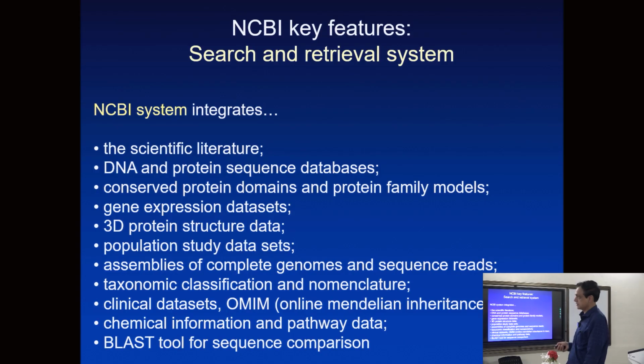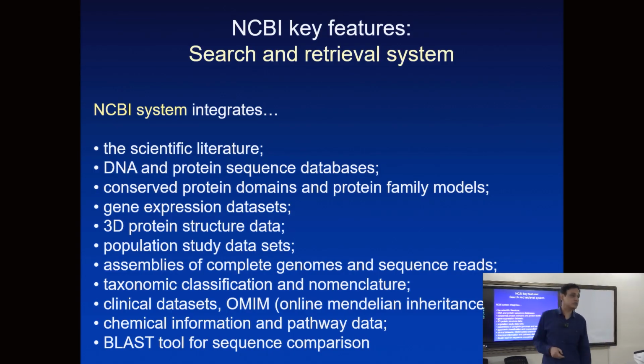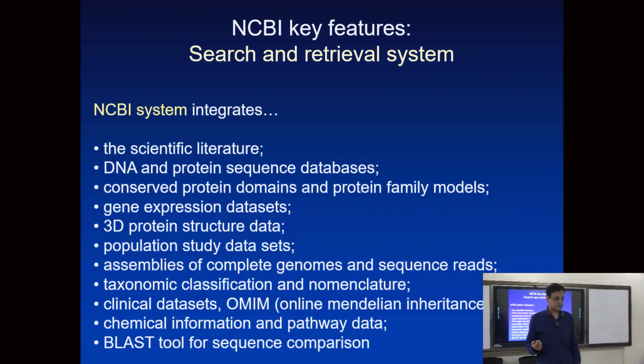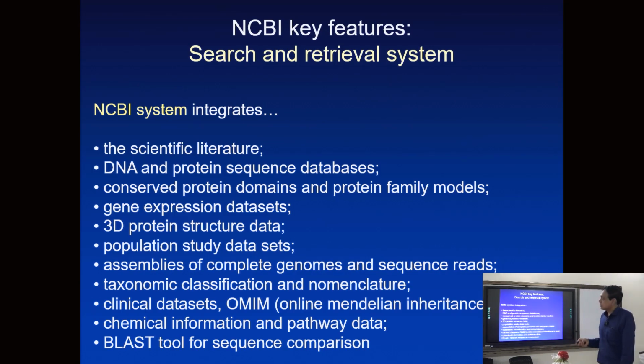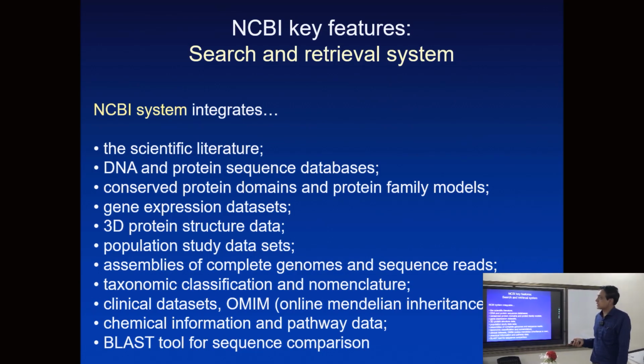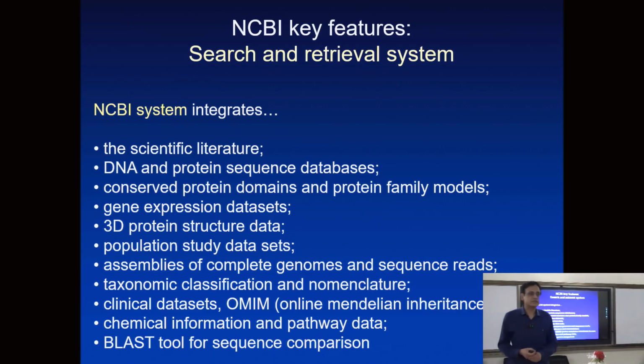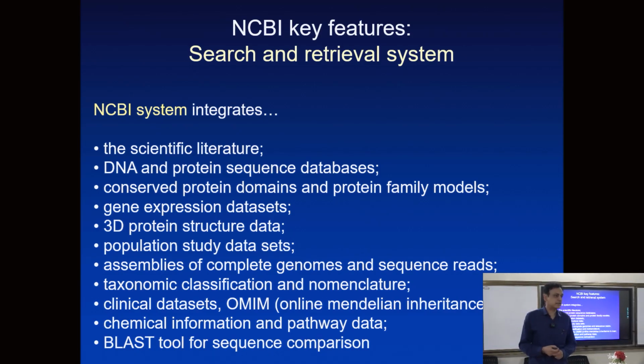Clinical data sets. So data sets related to human diseases and disorders. One of the popular databases for human diseases and disorders is OMIM. OMIM is Online Mendelian Inheritance in Man. So we will visit this database also. Chemical information and pathway data, so chemical data. And there are tools for analysis of the data. So NCBI also provides you some tools for analyzing biological data.